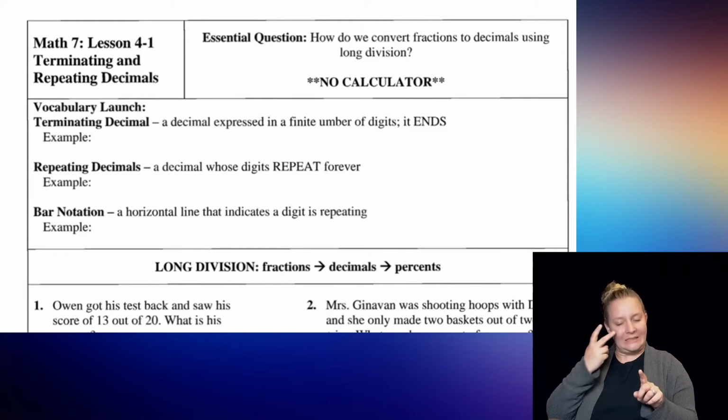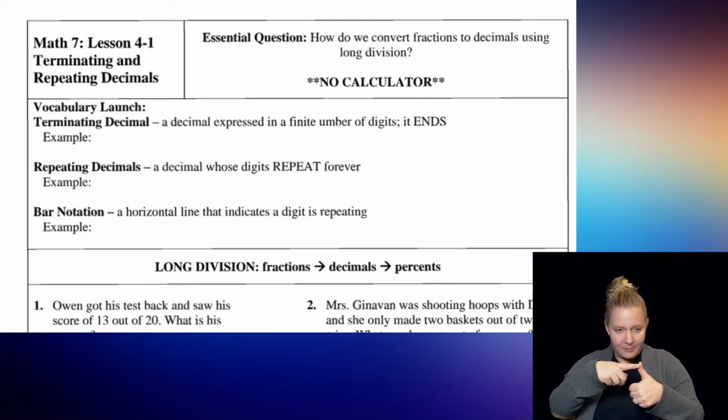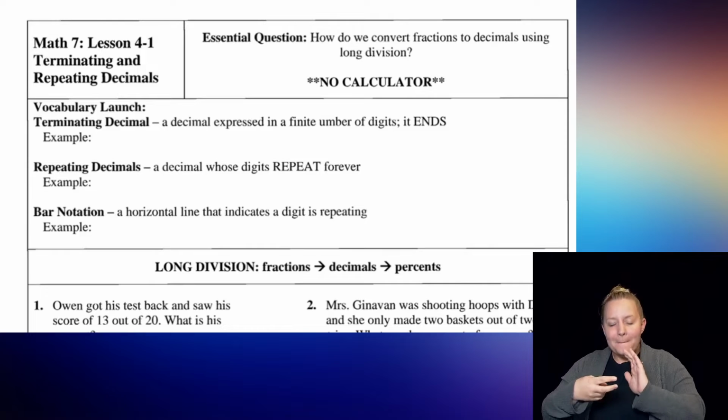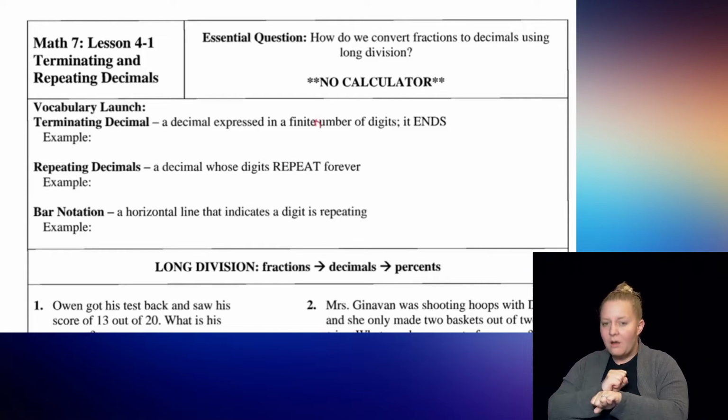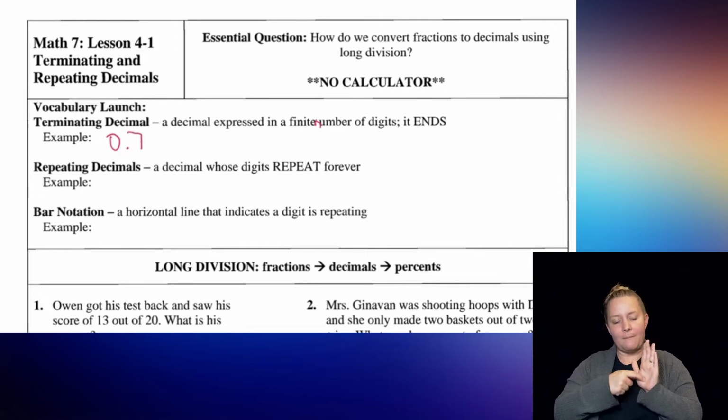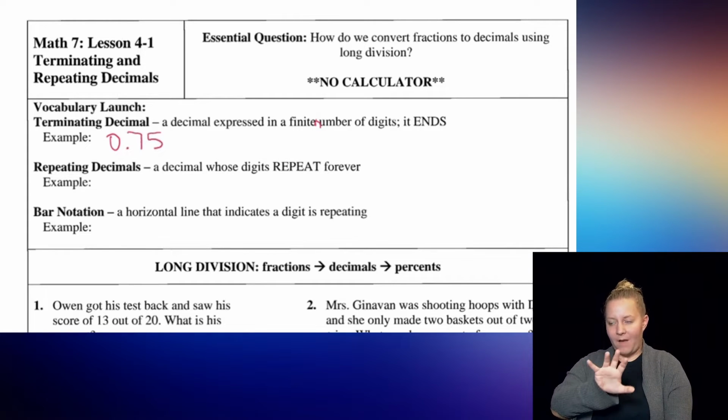So a terminating decimal is a decimal that is expressed in a finite number of digits. That should say number. Go ahead and add an in there. Number of digits, or it ends. So an example of this would be like 0.75. Notice that it stops. It does not continue going on and on forever.